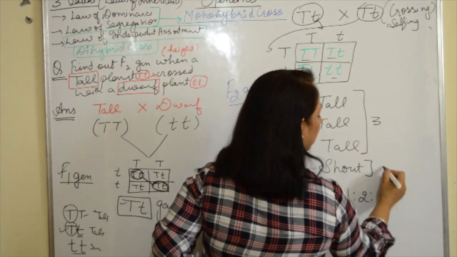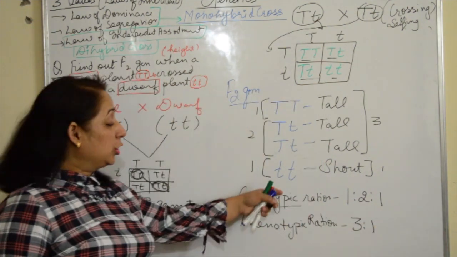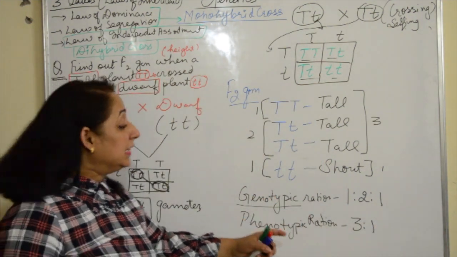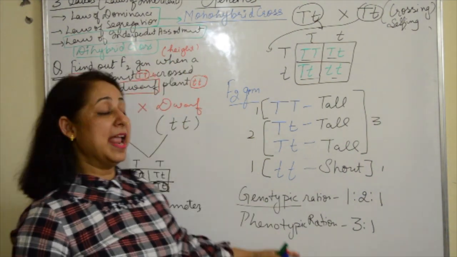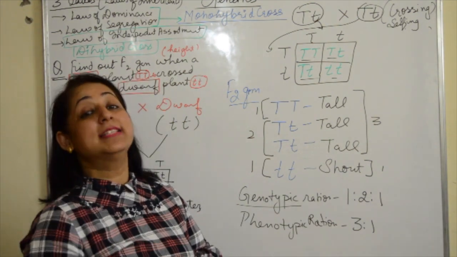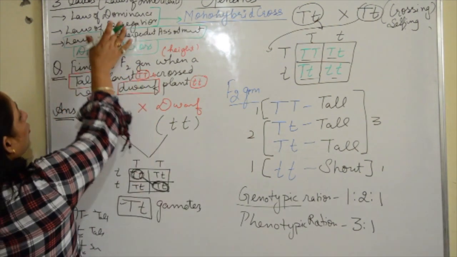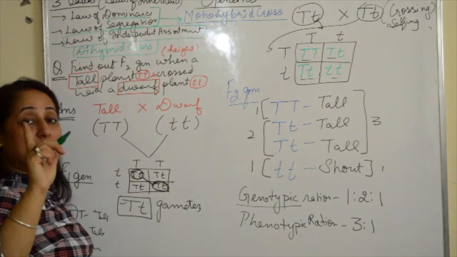And what is the phenotypic ratio? 3 tall and 1 short. So phenotypic ratio is 3:1. So these are our ratios. This completes our cross. So we start from here and we end up here. Now how does this explain the two laws I told you? These two laws, law of dominance and law of segregation, are explained by this.